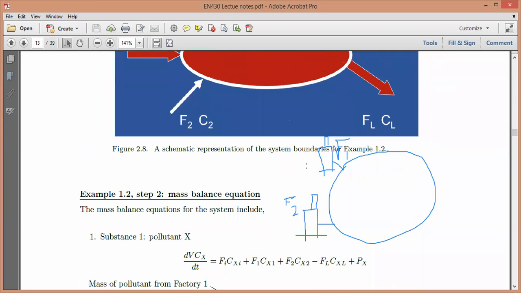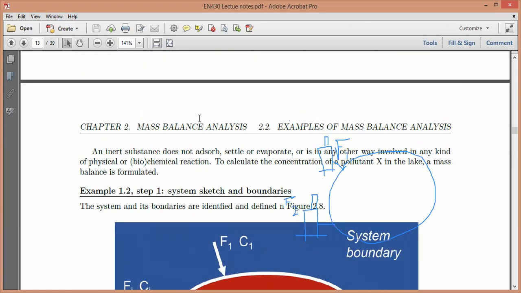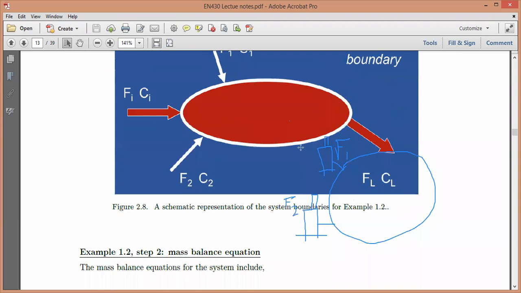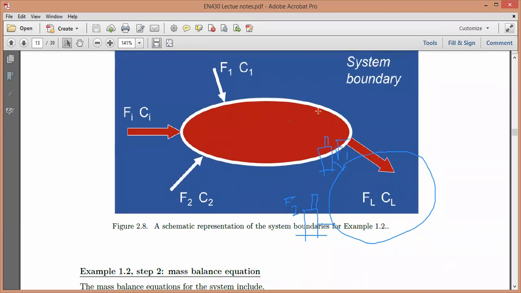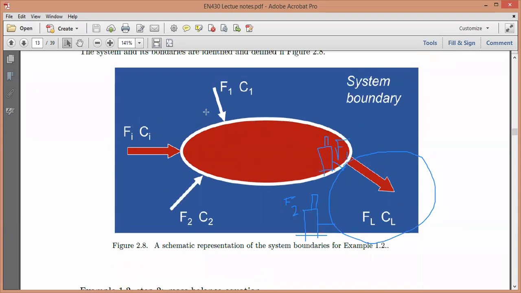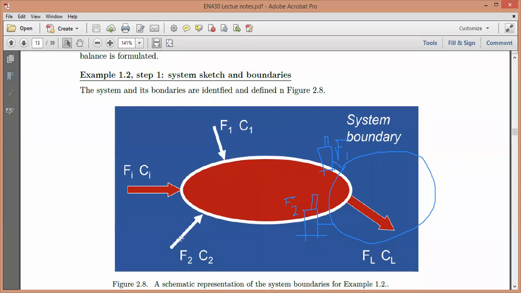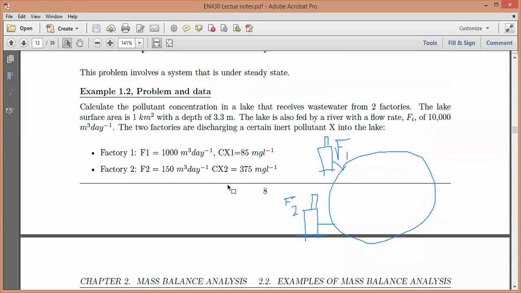Okay, so since it's similar to what I drew, let's look at this. Ignore this one for now. So what do we have here? We have our lake, and then we have factory 1 and factory 2. Aside from that, we're told that there is actually a river. The lake is also fed by a river with these flow rates. I forgot to indicate that, so let's indicate that one also.